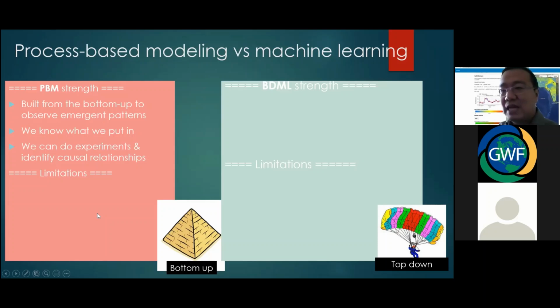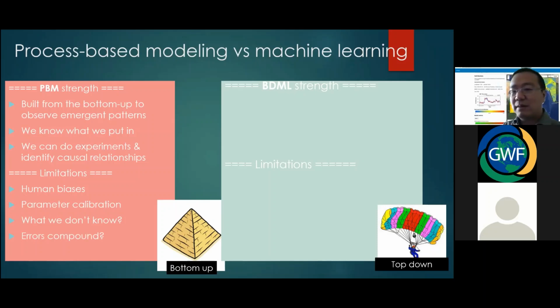But there are severe limitations as well. The number one limitation is the human bias. A lot of times people choose a model because it's what the school of thought was doing, right? The parameter calibration is a whole mess, as I've demonstrated, and there are things that we don't know, and these errors compound and make each other more complex, making it really hard to diagnose what the problem is.